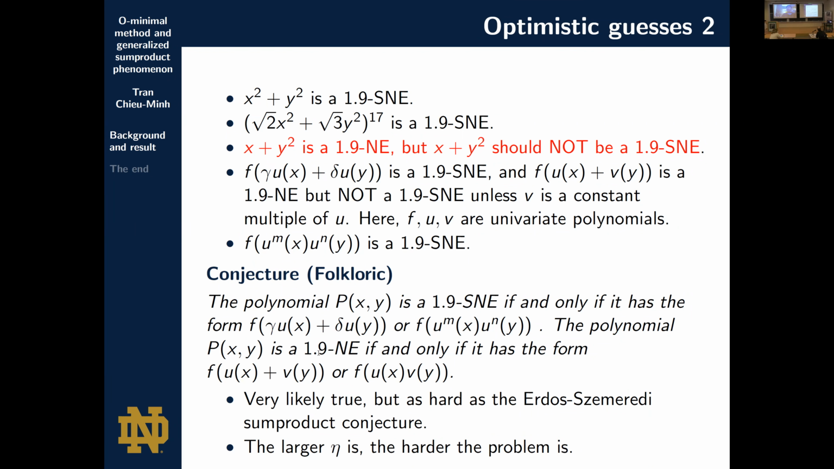There's a question from the people online: are u and v necessarily of the same degree? No, u and v need not be of the same degree. For example, x plus y squared would still be a non-symmetric non-expander, but it is just not a symmetric non-expander. All right, is that clear?